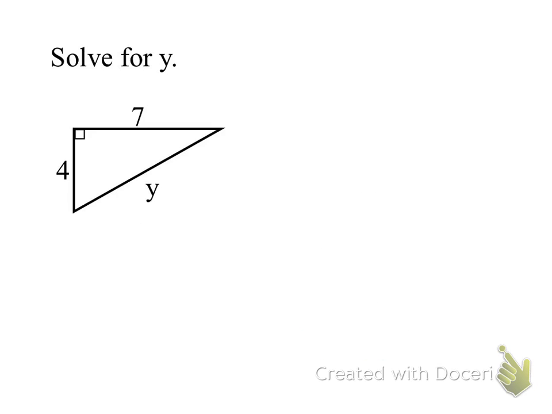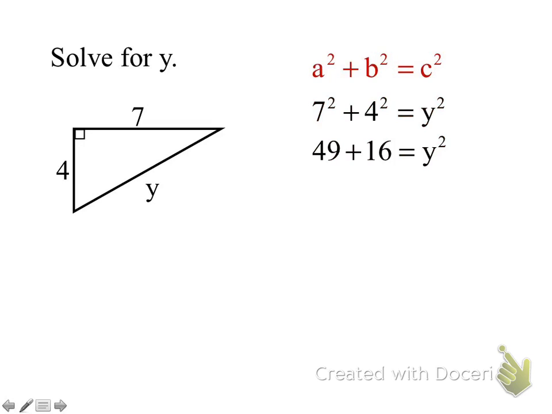All right, so I want you guys to try the next one. Go. Pause the recording and try the next one. All right, let's try this together. So what do I substitute? Go, Brianne. 4 squared plus 7 squared equals y squared. Good. And that equals? 49 plus 16 equals y squared. Yep, sorry, 16 plus 49. And then we add our 49 and 16, and what do we get?